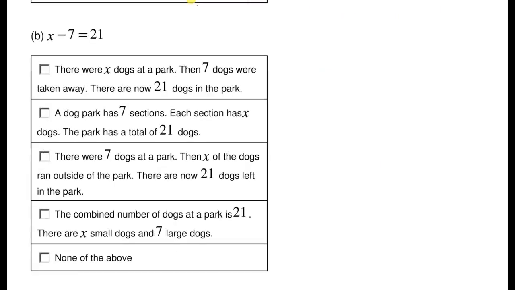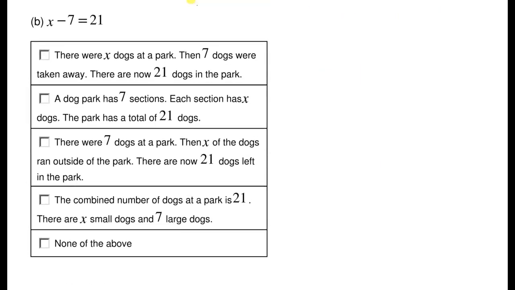Alright, we're going down to part B. X minus 7 equals 21. By looking at minus, we can think about take away, subtract, less. So that's still a key term that may help us figure out which scenario is the correct one. Scenario 1, there were X dogs at the park. Then 7 dogs were taken away. There are now 21 dogs in the park. So this is correct. X amount of dogs, take away 7, you have 21 left.